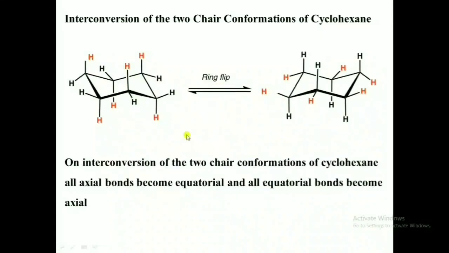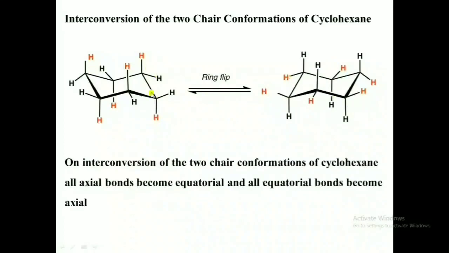Ring flip means, for example, take this chair conformation of cyclohexane. Here you can see that all red colored hydrogen atoms are axial and the black colored hydrogen atoms are equatorial. After ring flipping, you will get this conformation. What's happening here is, when a ring flip happens, all the axial hydrogen atoms become equatorial and all the equatorial hydrogen atoms become axial.